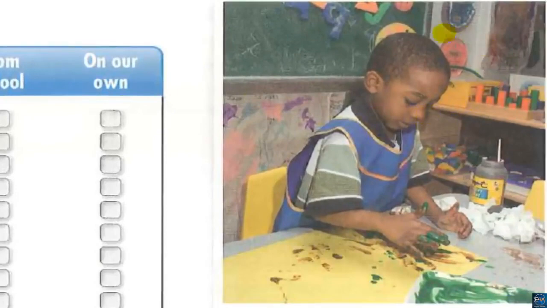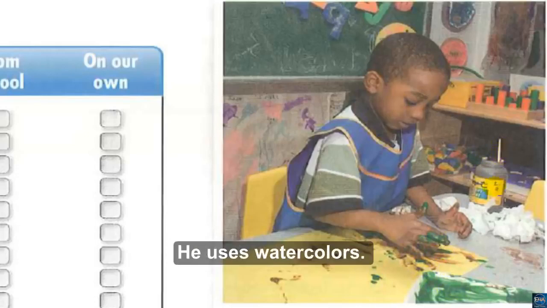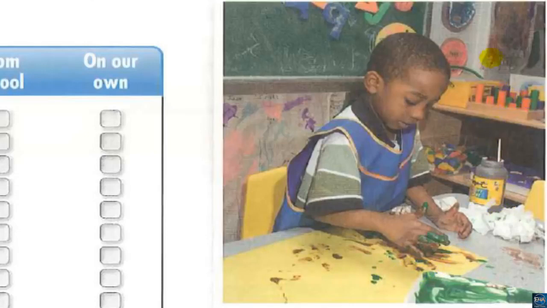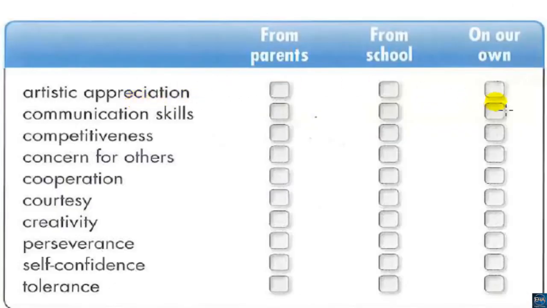Now, look at the picture here. What do you see? The child. And the child is about 4 or 5 years old. He's painting, he's drawing something, but maybe he uses watercolors. So he's painting a picture. We have here different colors. Maybe he's in a classroom. Artistic appreciation is saying we can learn artistic appreciation on our own. It's a gift from God. Here any answer is correct, of course.